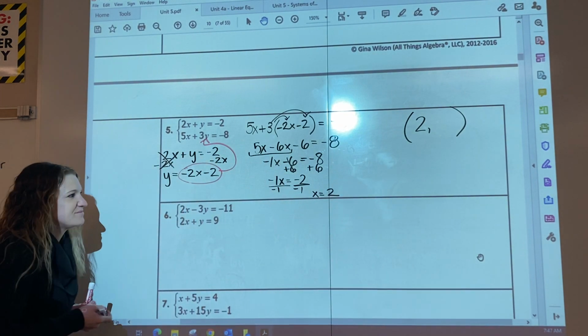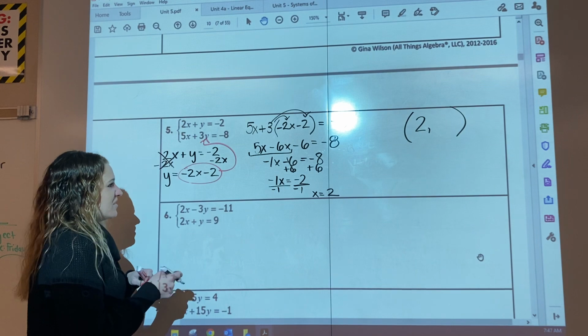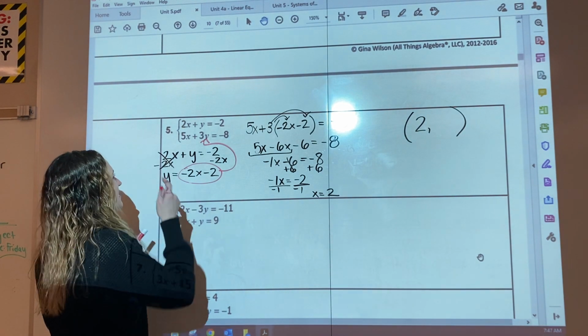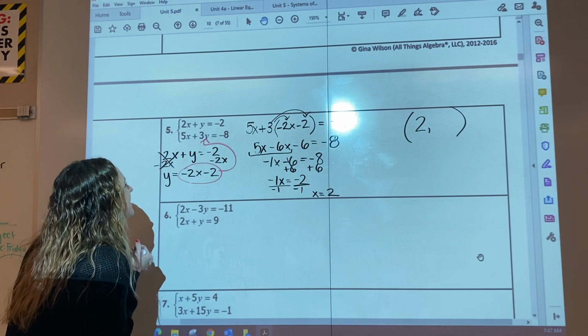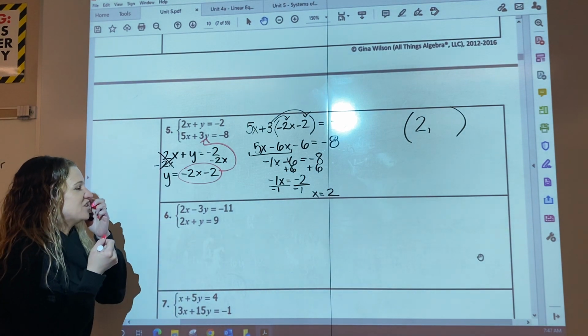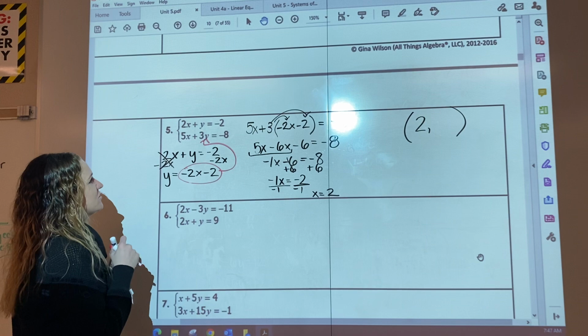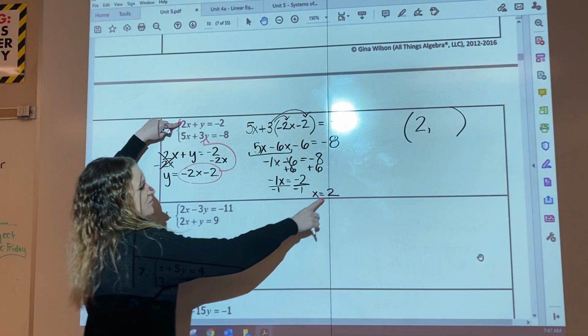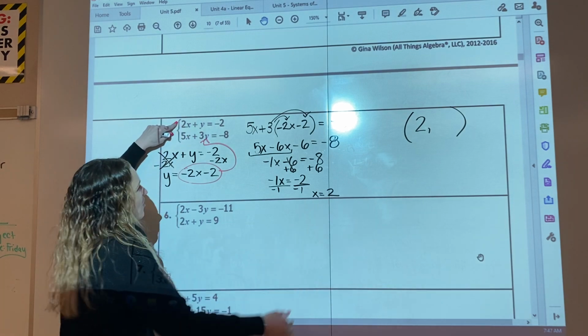Not too bad. I'm going to go back, take x equals 2, plug that back into one of my top 2 equations, and solve. So I'm going to go right back to this top one, and I'm going to substitute in 2 for my x and solve for my y.